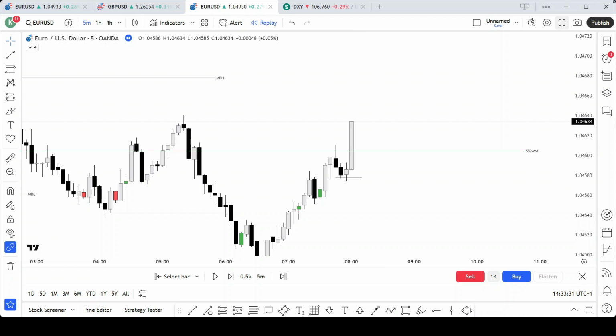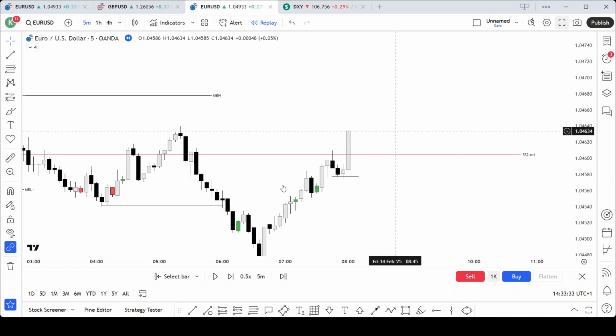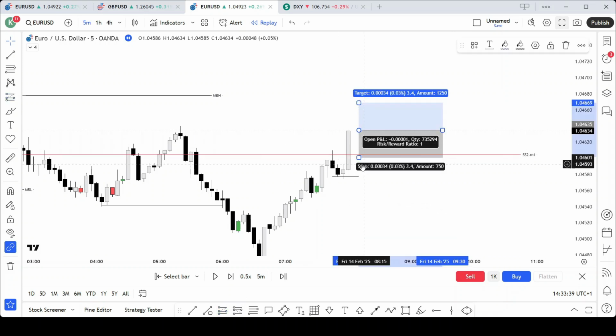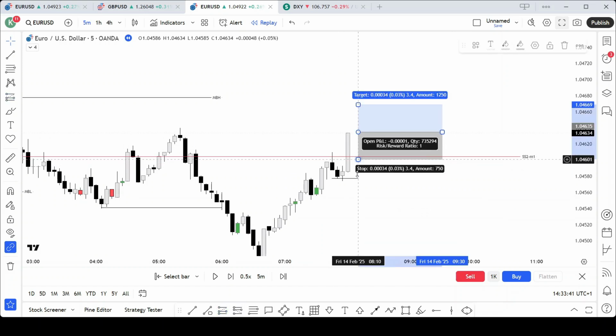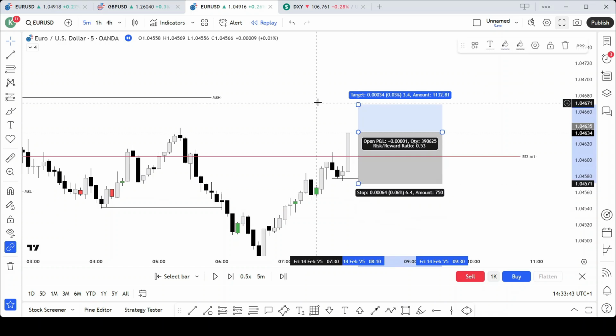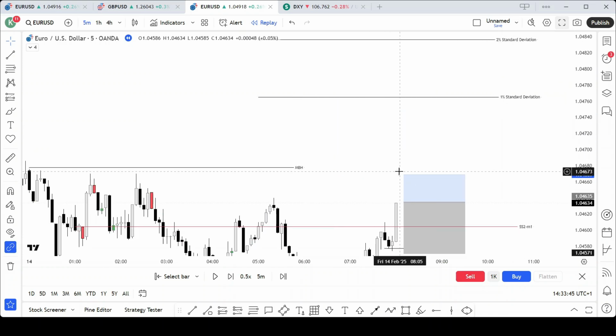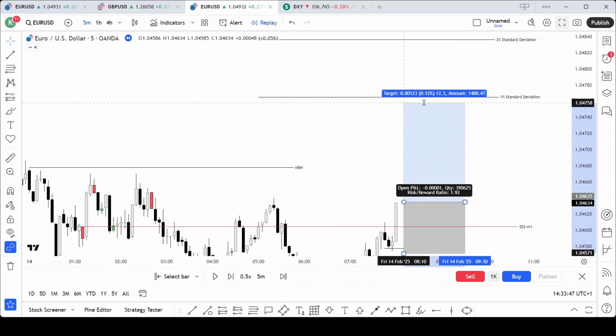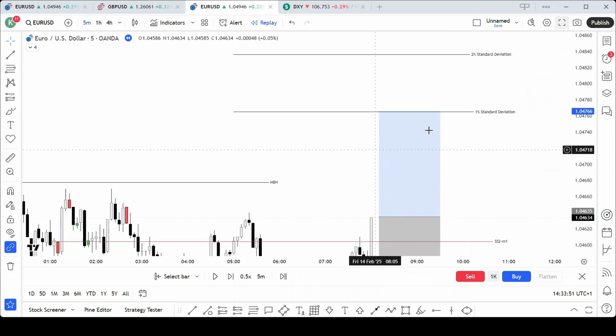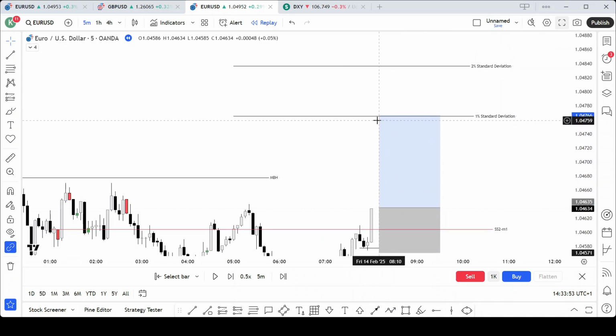We can do two things. The first thing we can do, since we already have our confirmation, is to enter right away. Our stop loss has to be below price, and our take profit target has to be somewhere here. So this is 1 to 2, and of course, if you also want to extend this, you can.